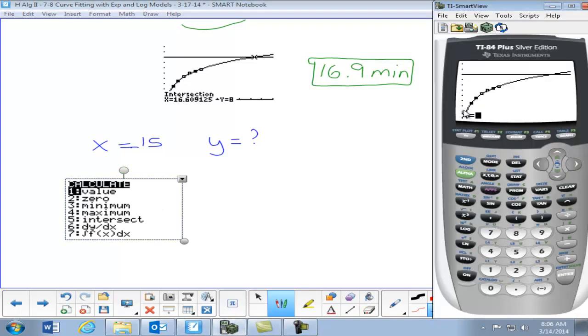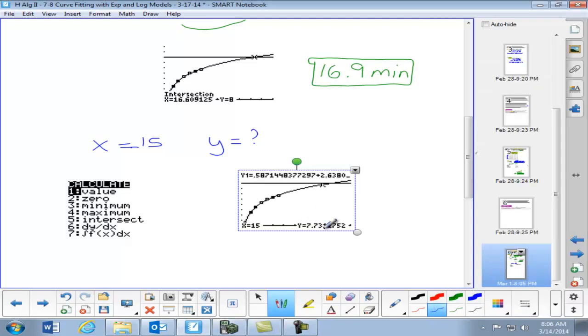Your calculator's sitting here blinking. What do you want me to let x be? And we're going to let x be 15. And we know we're good on our window because we changed that x max to 20. Remember, sometimes you have to fix that if it's less than 15. Okay, so I say when x is 15, what's y? And y is 7.73. So it is 7.73, and that was speed, so the units were meters per second.